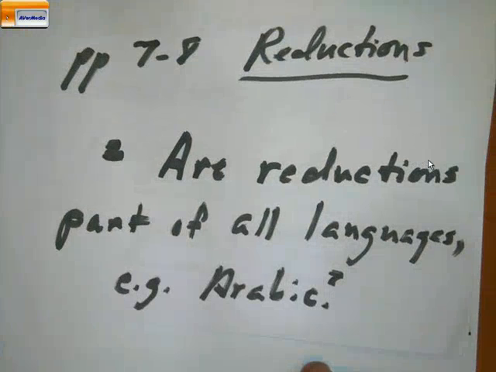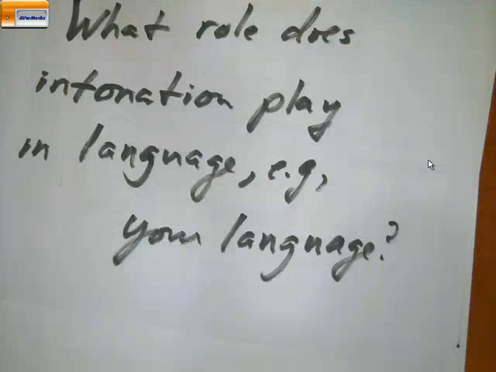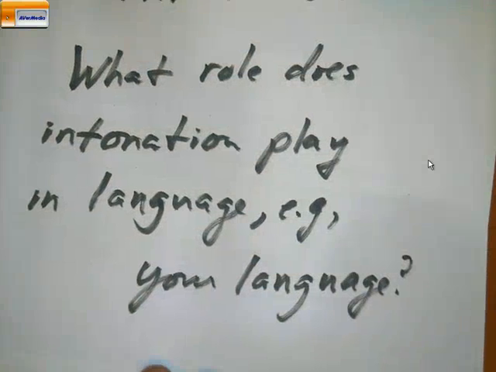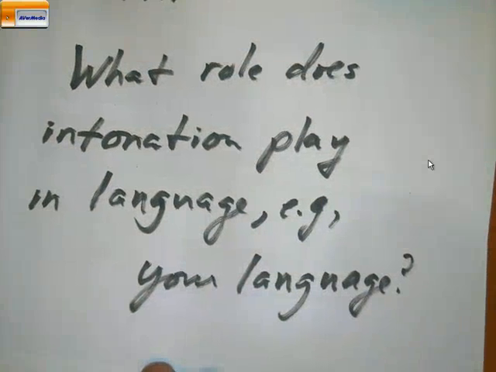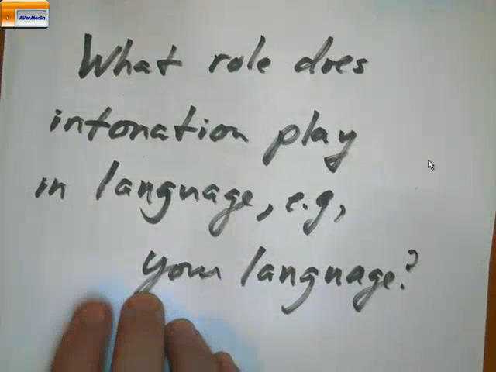Make sure you understand reductions. That's our first question. The second question is about intonation. What role does intonation play in language? For example, your language, which is Arabic. What is the general role? So those are questions for Unit Chapter 1, that's Lectures 1 and 2.